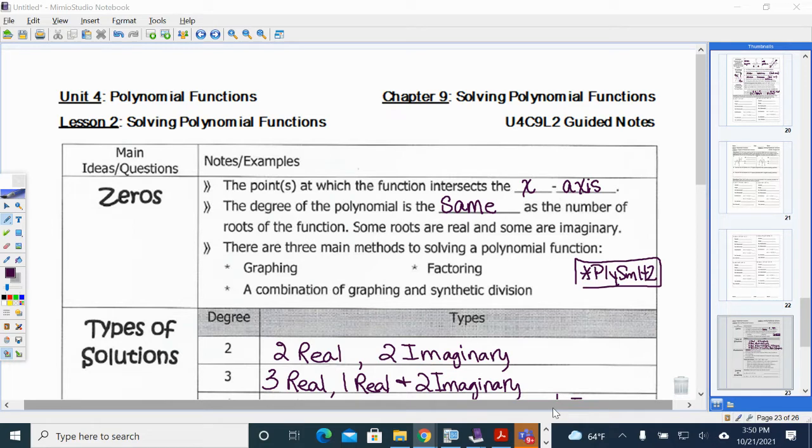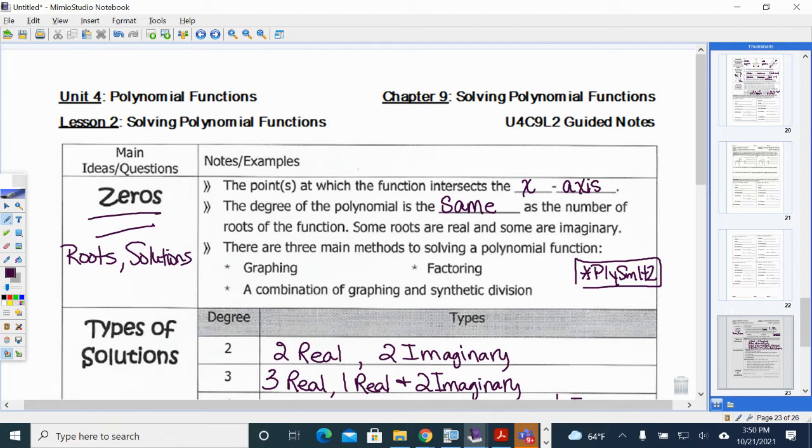And the solution to a polynomial function is also where it hits the x-axis. And that's what the first bullet says. So our zeros, or you might call them the roots or solutions, those are the points at which the function intersects the x-axis. The degree of the polynomial is the same as the number of roots of the function. Some roots are real and some are going to be imaginary. And some are actually going to repeat themselves, which brings in multiplicity, but I'll get to that in a minute.